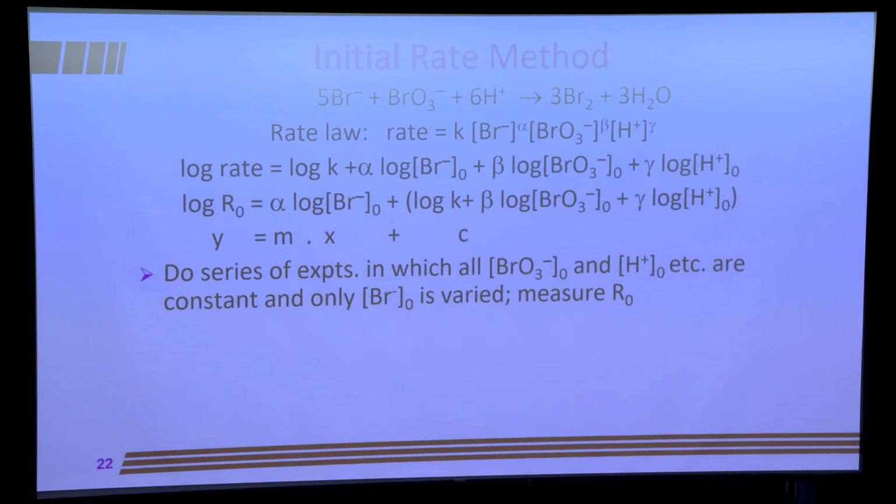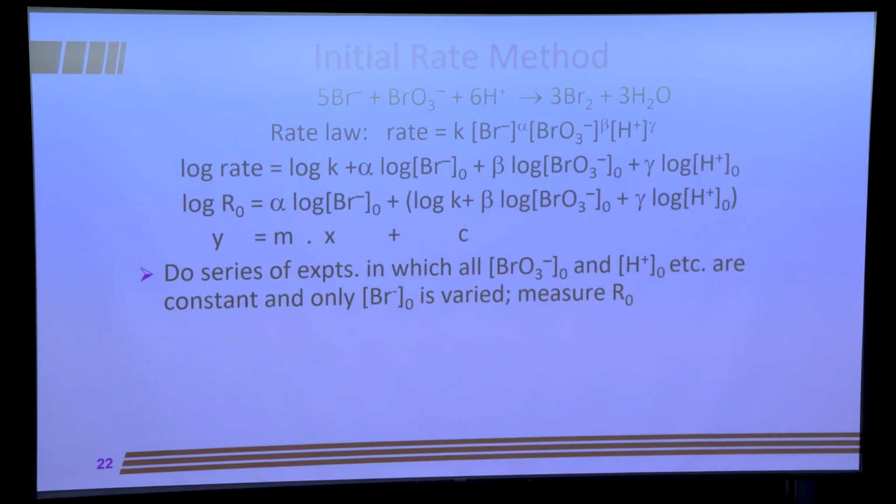Then we do another series of experiments where we keep the concentration of Br minus and H plus constant, and we vary the concentration of BrO3 minus, and we measure the rate of reaction. Then we plot log of the rate of reaction versus log of the concentration of BrO3 minus. We should get a straight line, the slope of which will be beta.